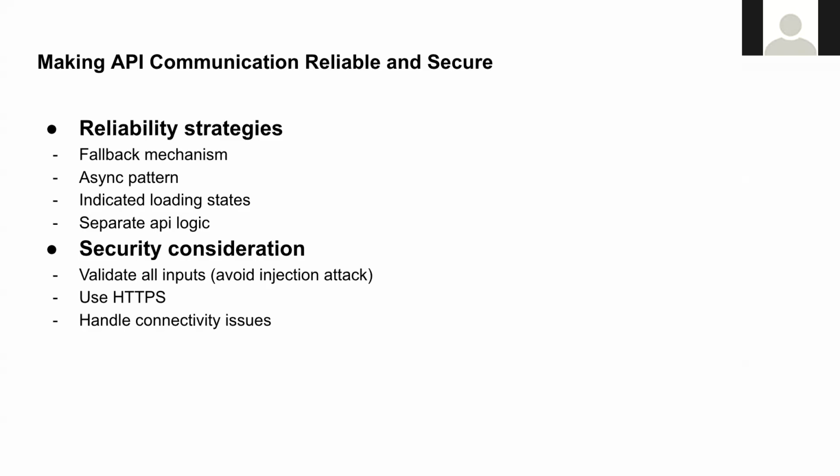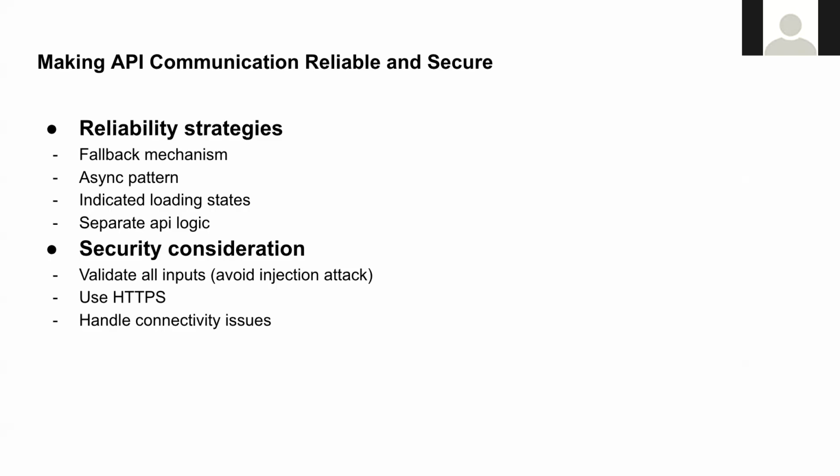The other one is loading states, clearly indicating to users in the application while waiting for the responses, so that the user who is using the application gets to know exactly what the state of the application or the request flow is. Also, separate the API logic and organize the code in a better way for better maintainability.